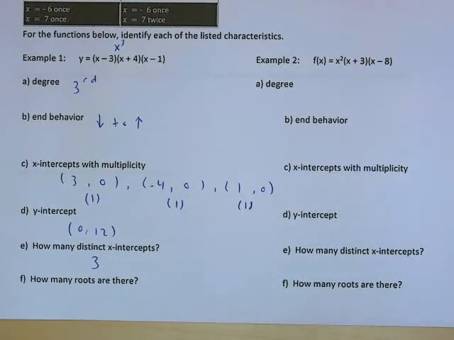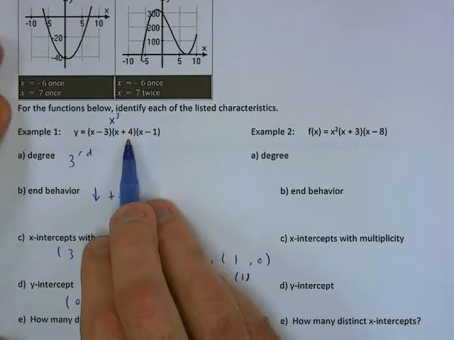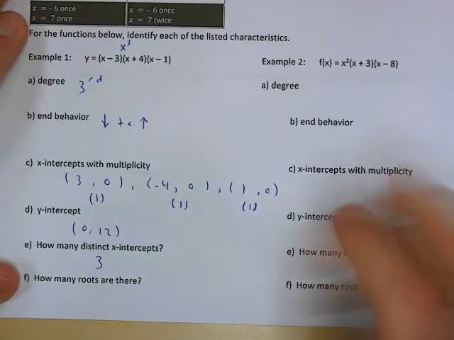Okay, and then lastly, how many roots are there? So how many answers are there? Well, 3, because I get 1 answer from this, 1 answer from this, and 1 answer from this. So there are 3 roots.